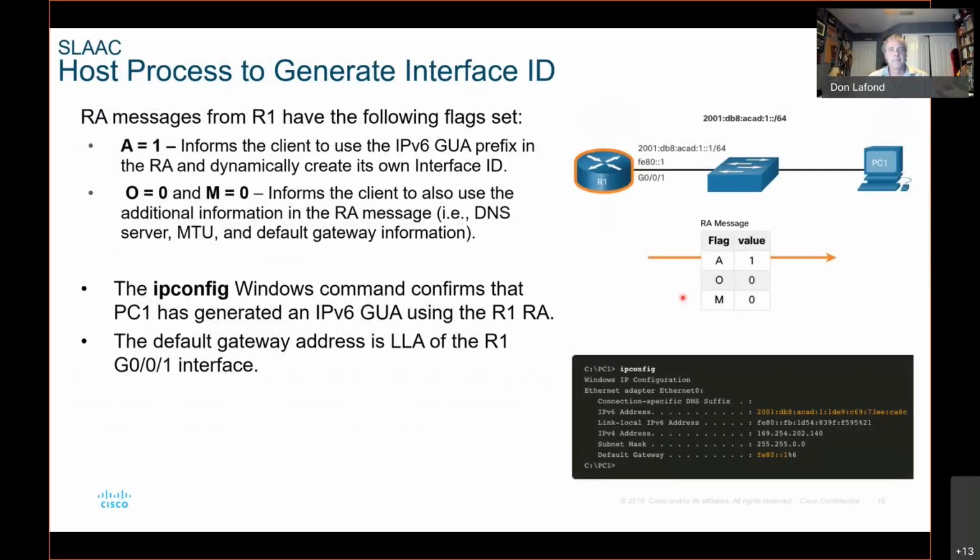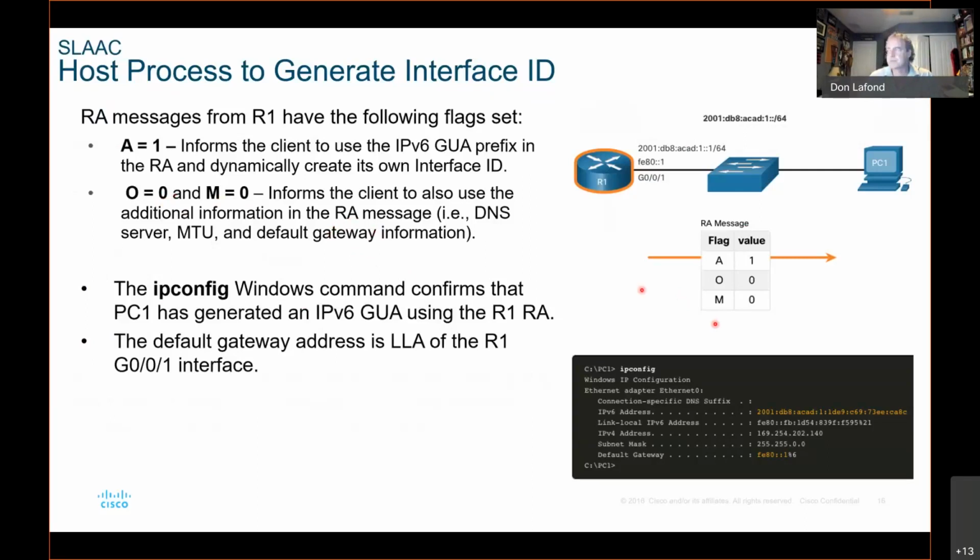It's the prefix and the network, and it's going to get other information from the server. In the last case, the O flag is set to 0 and the M flag is set to 0. So it says use additional information from the router advertisement message, like DNS server, MTU size, default gateway, etc.